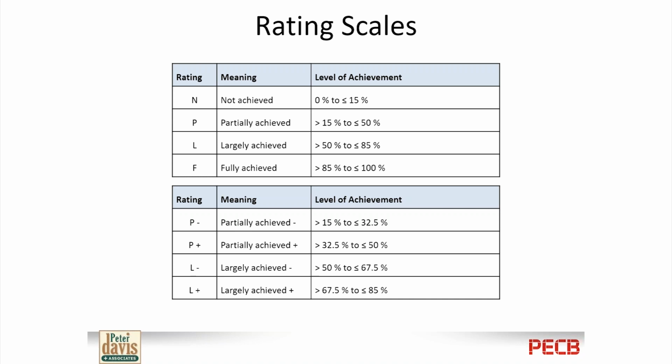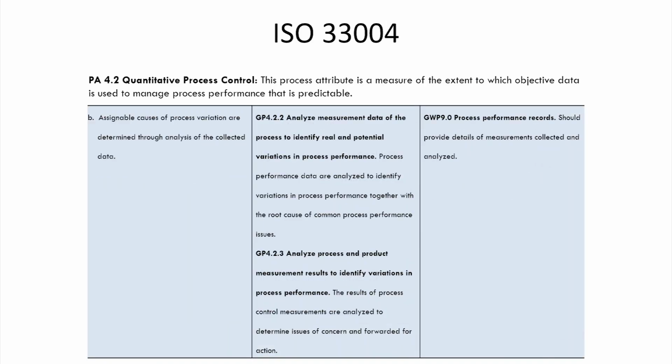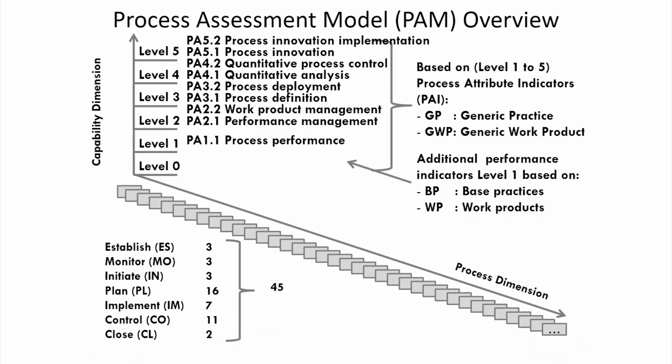I take these numbers, go back to my levels, and decide. For level 1, I ask whether they are meeting all the base practices and work products for all the processes that we've decided to evaluate. We don't have to do all the processes. We can decide to do just a subset of them, and that is part of what we do when we start our assessment. So we look at level 1 and ask, do they meet it? You just need to get largely or fully, so 50% or higher, and you will meet the process performance attribute indicator.